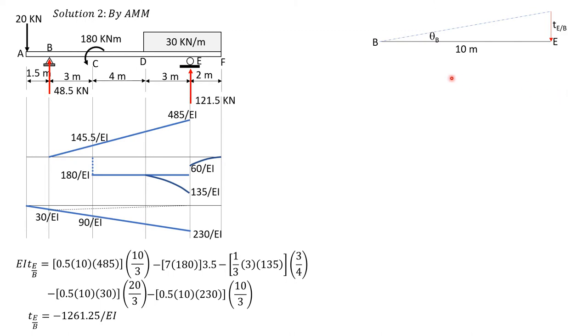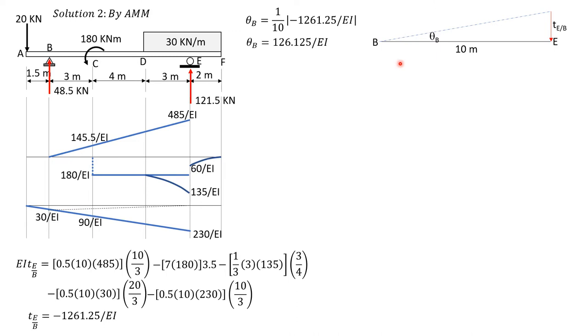So from the figure, theta B is 1 over 10, because tangent theta B is equal to theta B itself, so opposite over adjacent. So since theta B is positive, it is 1 over 10 times the absolute value of negative 1261.25 over EI. So theta B is 126.125 over EI.